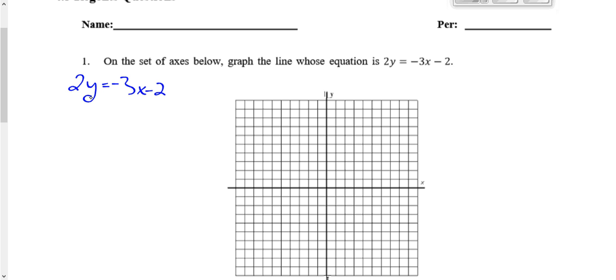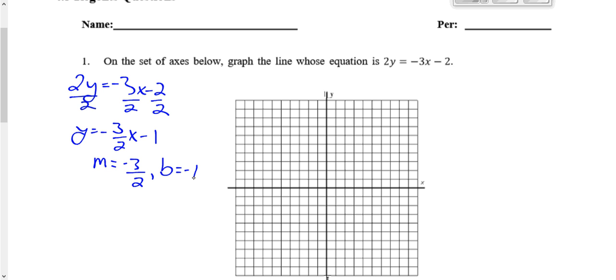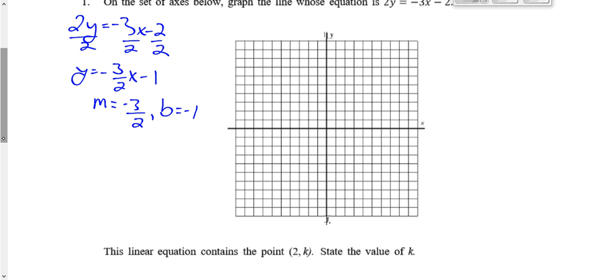So hopefully we got this, right? You got y equals negative 3/2 x minus 1, right? What's the slope, guys? Negative 3/2. The y-intercept is negative 1. So now go to the y-axis at negative 1. Which way do we go from there? Down 3, 1, 2, 3, and what? Right 2. Get your straight edge out and connect them up.